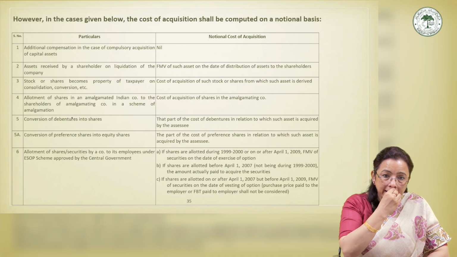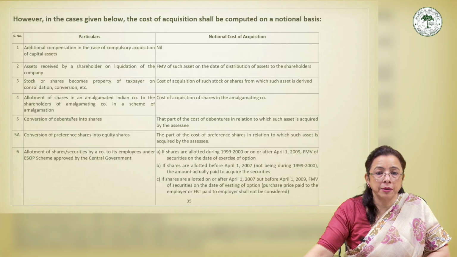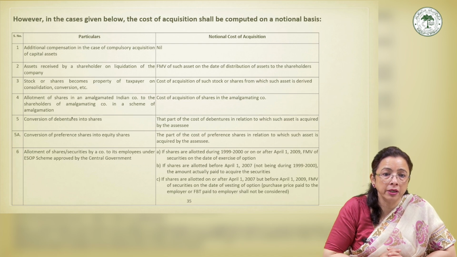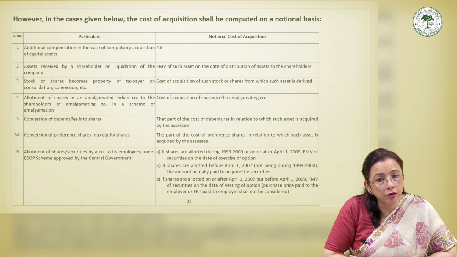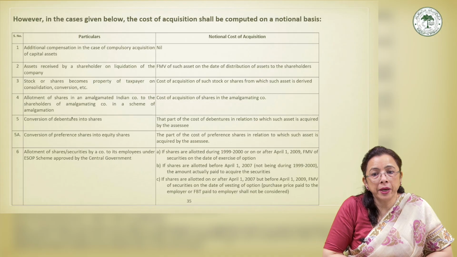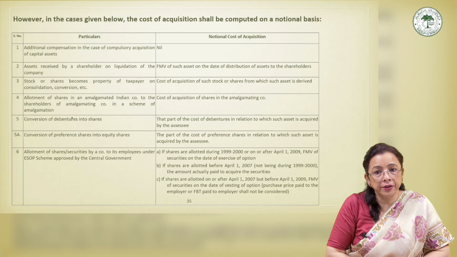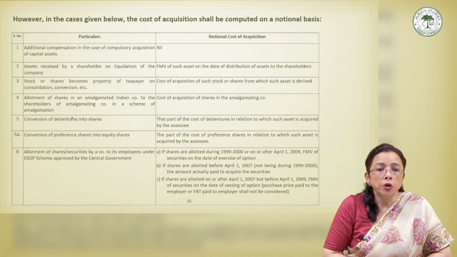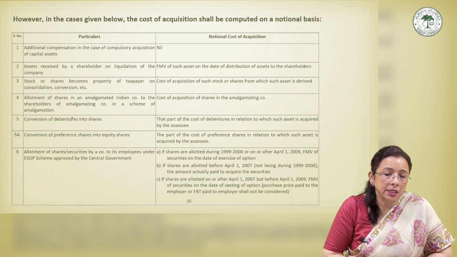Next is shares allotted before 1st April, next date to be remembered is 1st April 2007. When the shares are allotted before 1st April 2007, then the cost of acquisition will be the actual amount paid by the employee to acquire the securities. Since perquisite taxation provisions were different during this period, only the actual payment is considered as cost.